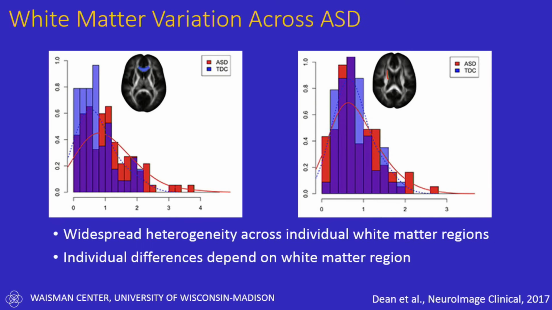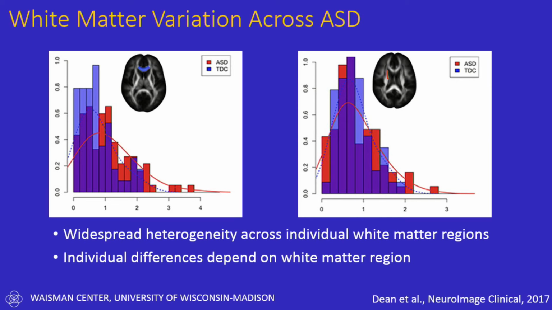But when I show some of these group differences, it's really important to realize that not every individual might be affected in the same way. There is very clear and widespread heterogeneity across different individuals and across different white matter regions. For example, more recently we've been trying to identify ways to capture this individual heterogeneity, and we've come up with some cutting edge measures to do so.